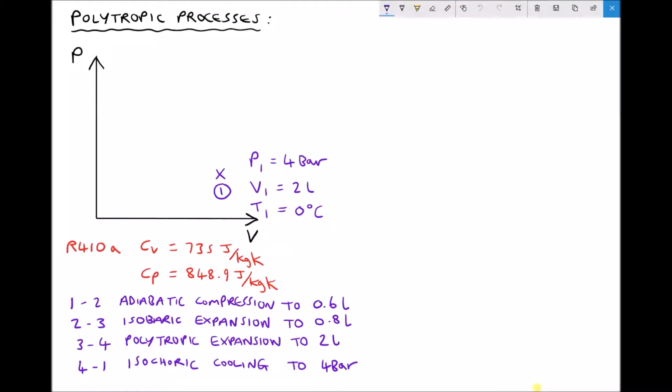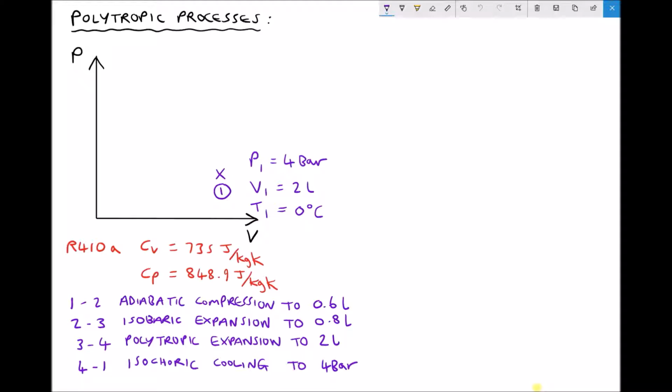In this video tutorial, we're going to be introducing polytropic processes, and in particular, we're going to be looking at polytropic compression and polytropic expansion. We're also going to introduce pressure volume diagrams, or PV diagrams, and see how these can be used in order to determine pressures and volumes throughout a given cycle.